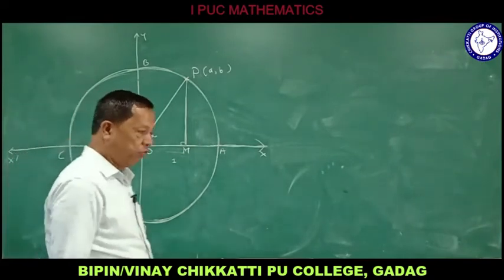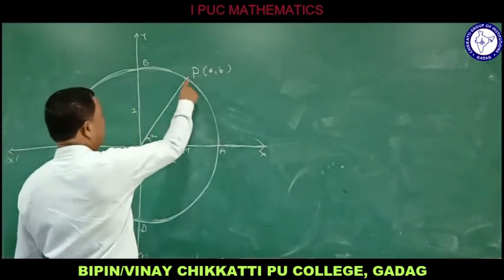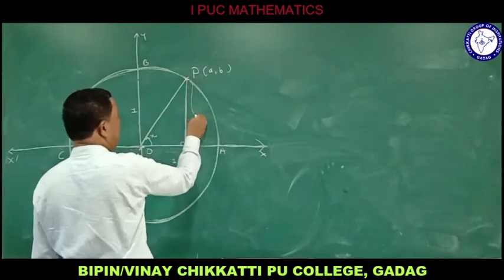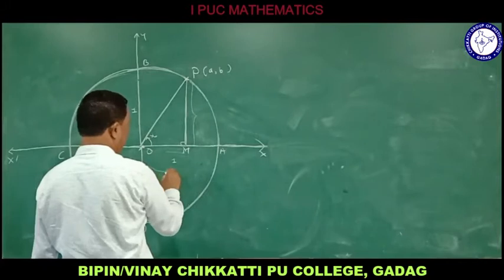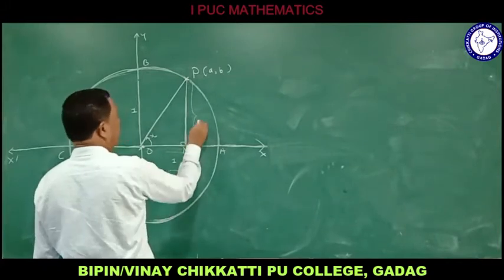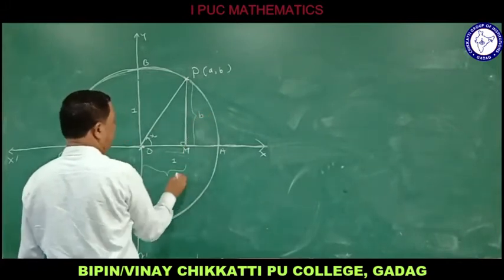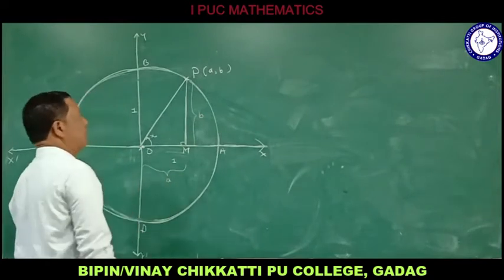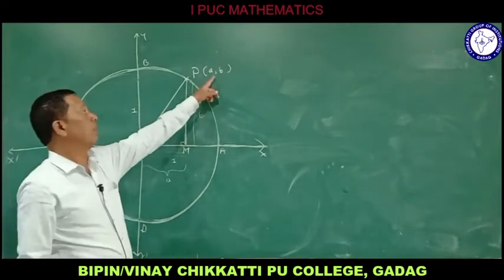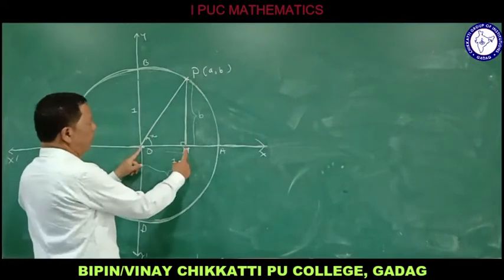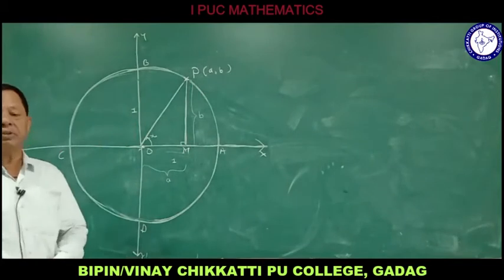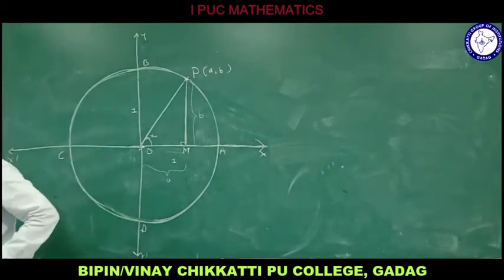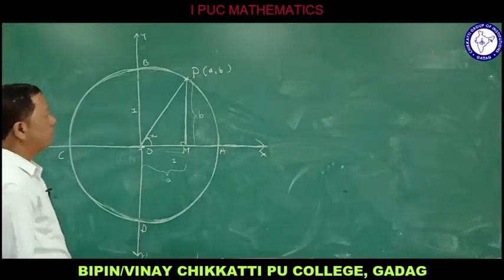In analytical geometry, when a point is here, this is called the y coordinate and this is called the x coordinate. So this y coordinate is B, and the x coordinate is A. Try to understand, it all depends on the coordinates. So OM is A and PM is B. This is the knowledge we use from analytical geometry. So you have to consider the angle XOP.